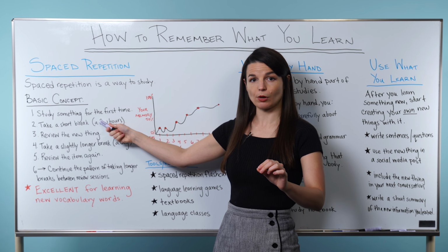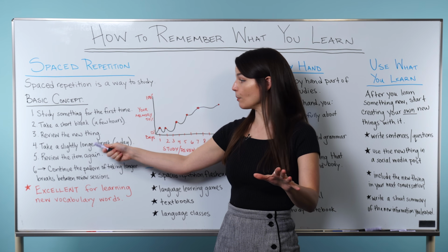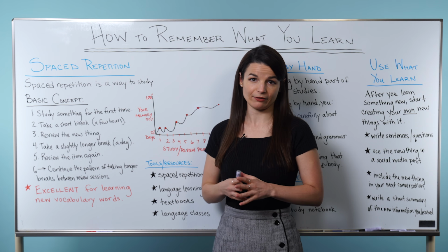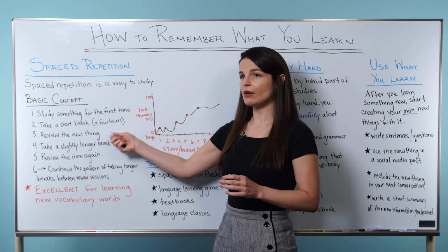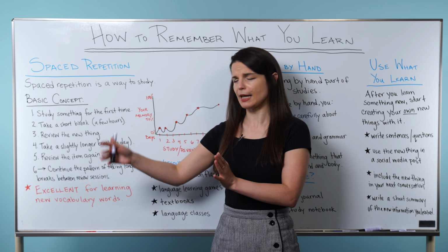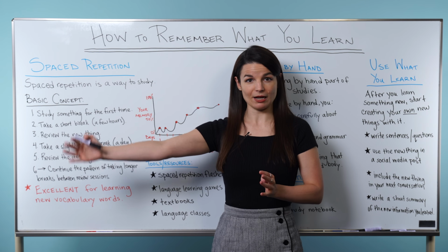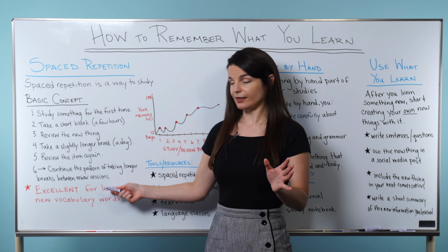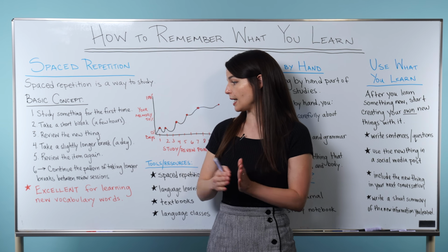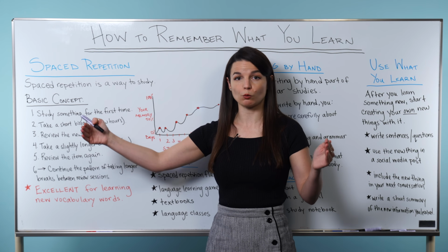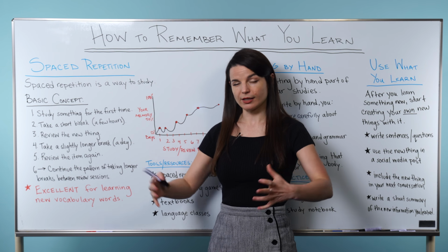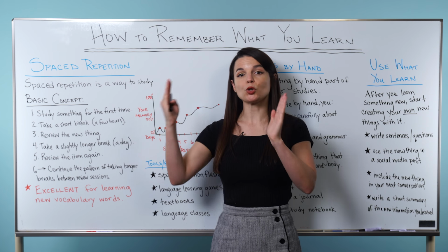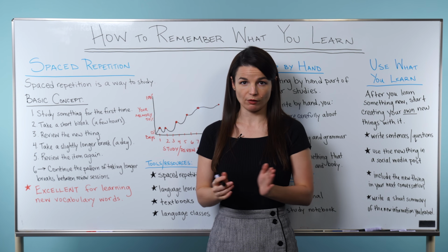Study something, take a break, review it. The next step, take a slightly longer break. So maybe a day, for example. So you review your thing in the evening and then you take a break. You don't see it again until maybe the next evening. Right? You review the item again, and then you simply repeat these steps. So you continue the pattern of taking longer breaks between review sessions. This concept called spaced repetition involves leaving a space between your repetitions, between your review sessions.